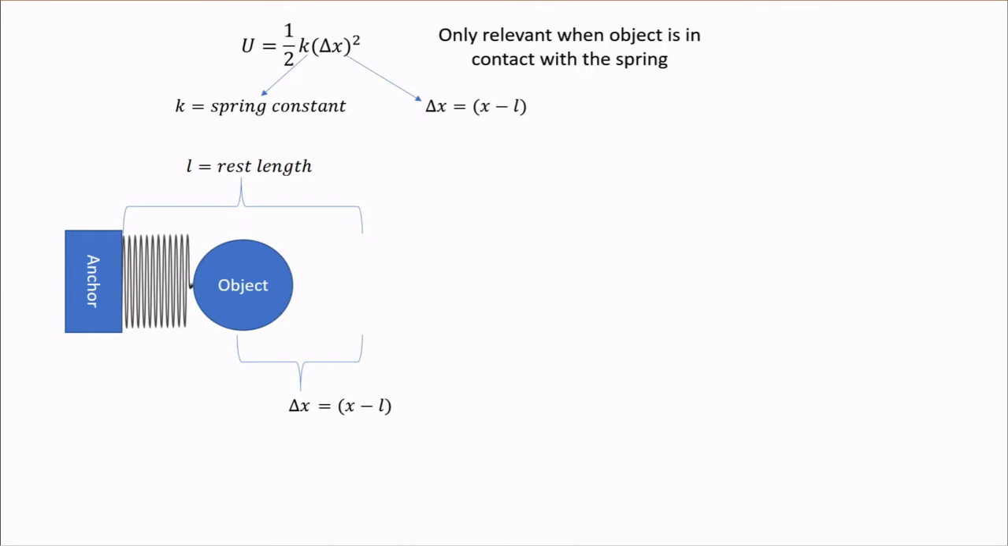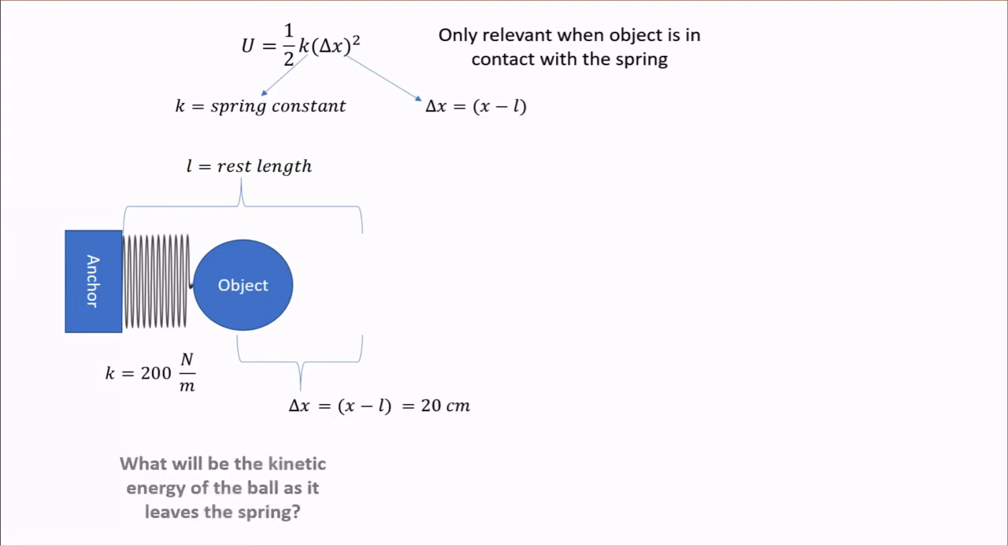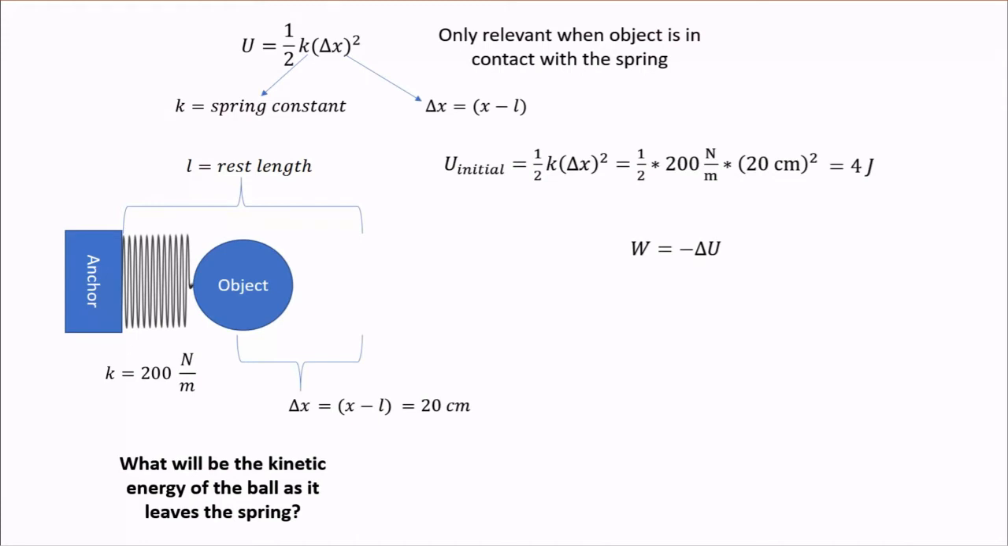Let's look at this example here, where the ball is pressed up against the spring. It is contracted in such a way that the spring is 20 centimeters shorter than its rest length. What will be the ball's kinetic energy as it leaves the spring? Well, the work done by the spring potential is negative times the change in spring potential. Initially, the spring potential is 1/2 times k times delta x squared. In this case, delta x is 20 cm and k is 200 newtons per meter. If we work out the arithmetic, we get 4 joules.